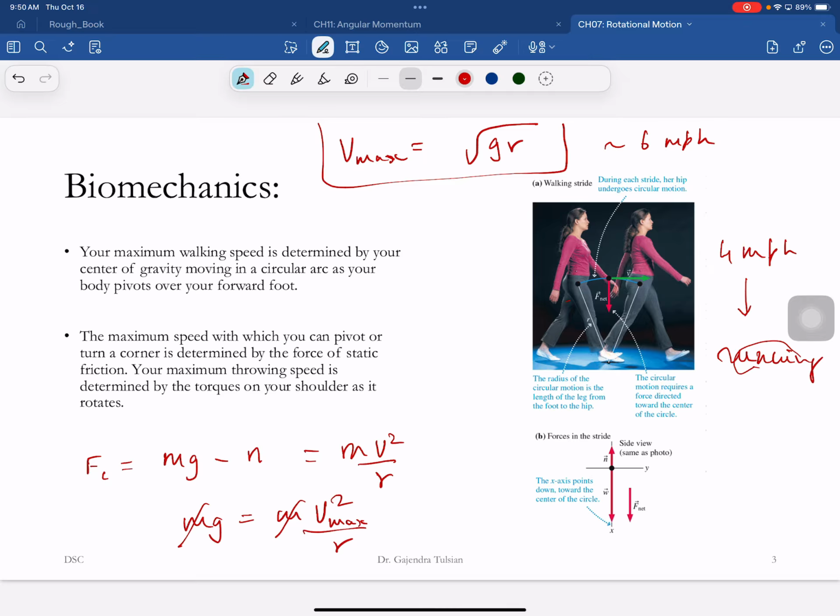Again, we use the idea of circular motion. The maximum speed at which you can pivot or turn a corner is determined this way. This is also talking about turning, but anyway, your maximum walking speed is determined by your center of gravity moving in a circular arc as your body pivots over your front foot.